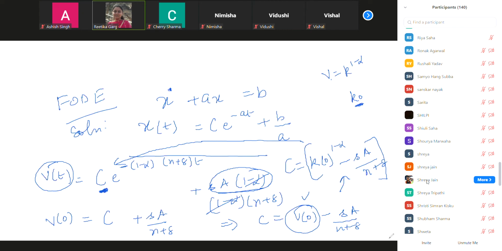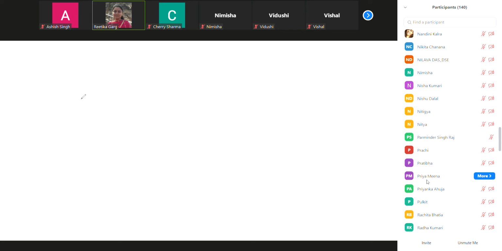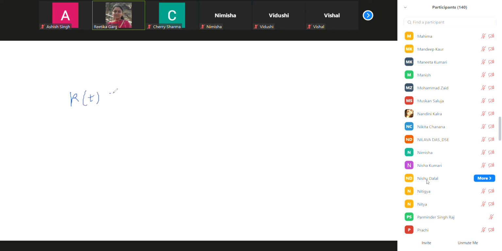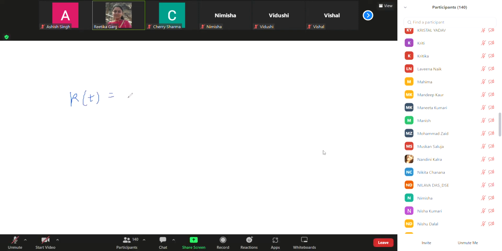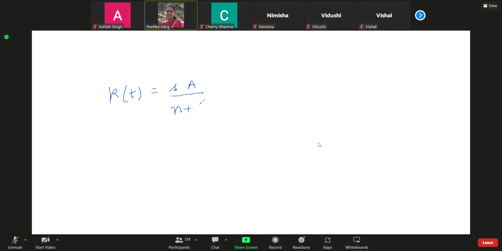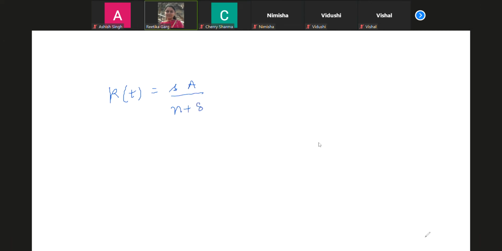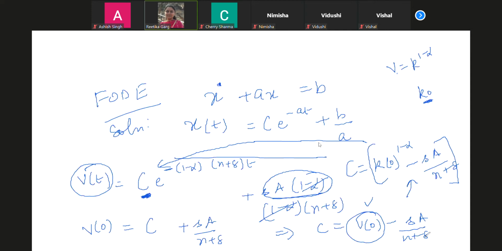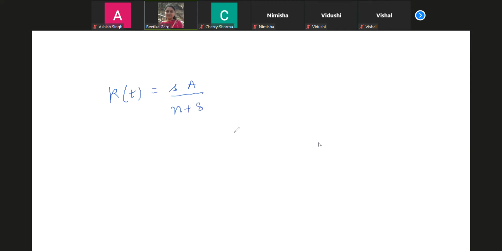So if you do all that, you will end up with the following. K(t) is equal to sA upon n plus delta. Just a second. Yeah, you will substitute that back here and you will end up with this. You'll just take a few things common and put other things together. So with simple manipulations, you'll end up with this.